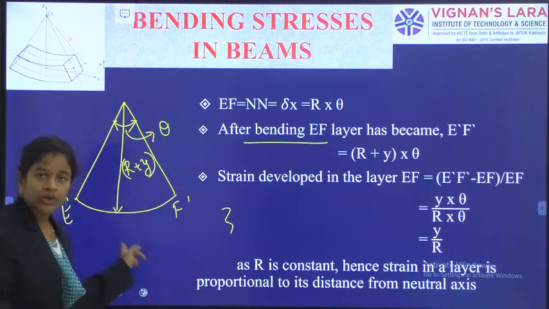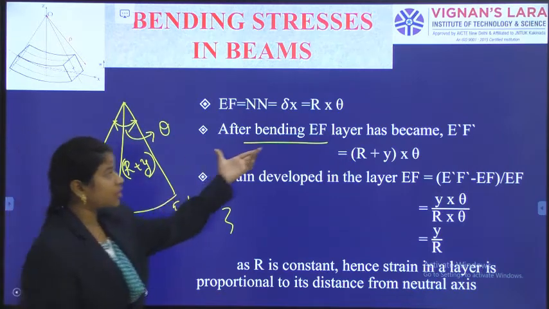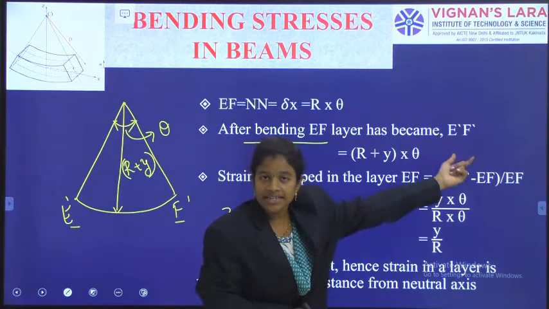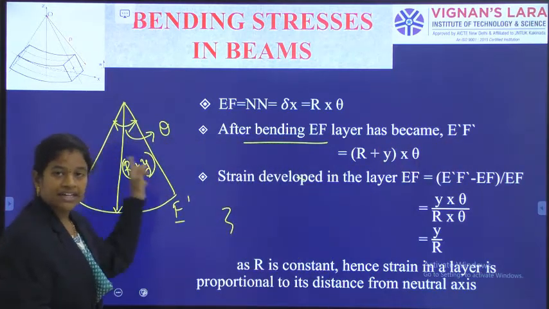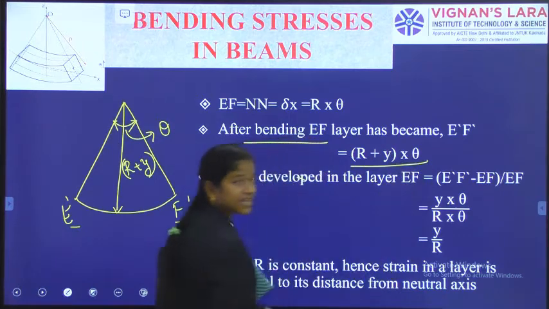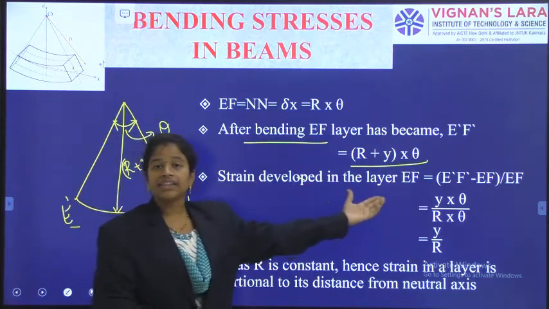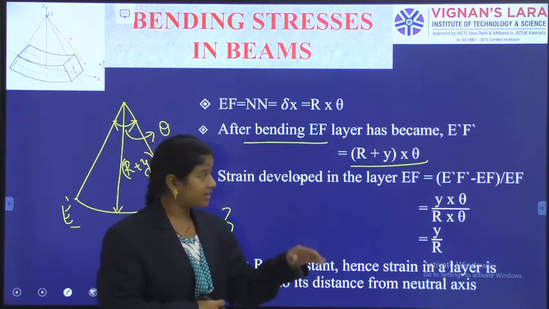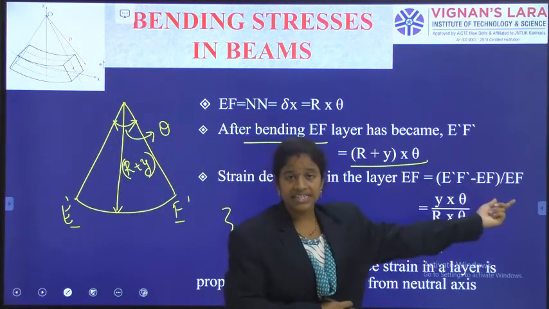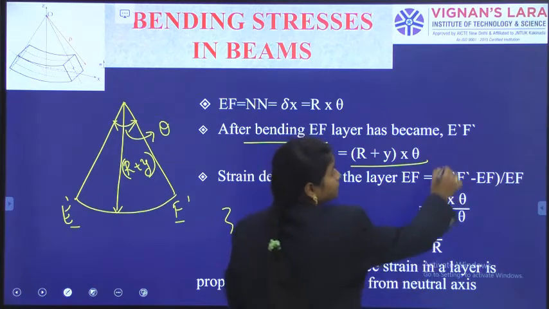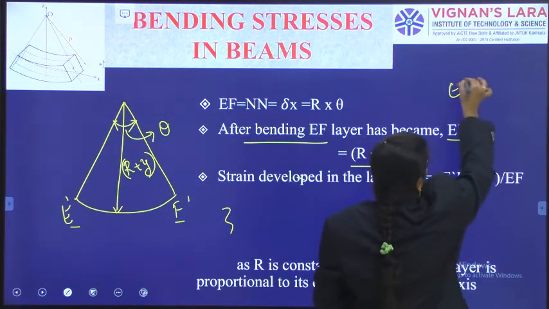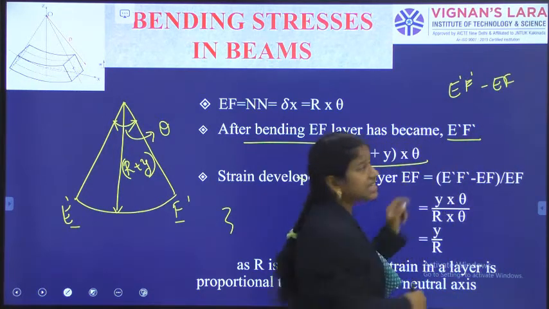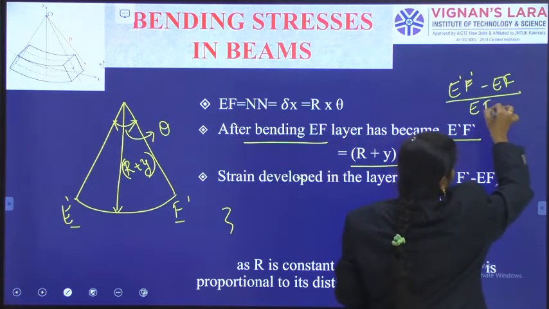only. So the new length of E dash F dash, after bending the EF layer, has become E dash F dash, and its length is equal to r plus y times theta. Now strain developed in the EF layer. What is the strain developed? Change or increase in the length by original length. So E dash F dash minus EF divided by EF. So final length, as it is elongated, minus initial length by initial length.